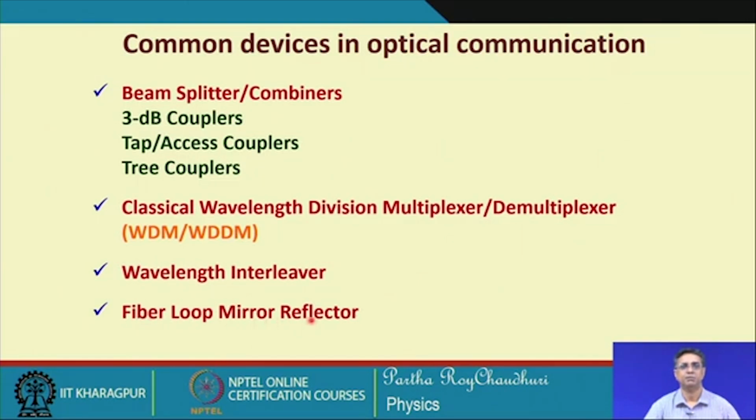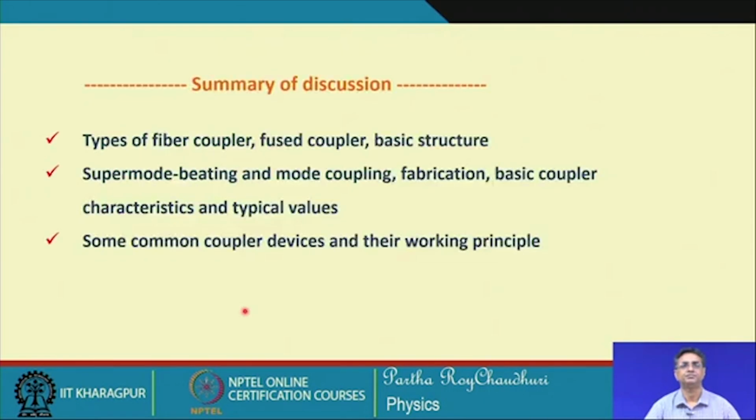Then one very interesting application is the fiber loop mirror. This is again based on a 3 dB fiber coupler, where without using any mirror the entire light can be reflected back. Based on these fiber couplers, we can actually constitute Mach Zehnder, fiber Fabry-Perot and many other devices. Some of these things we will continue and look at in the next section.